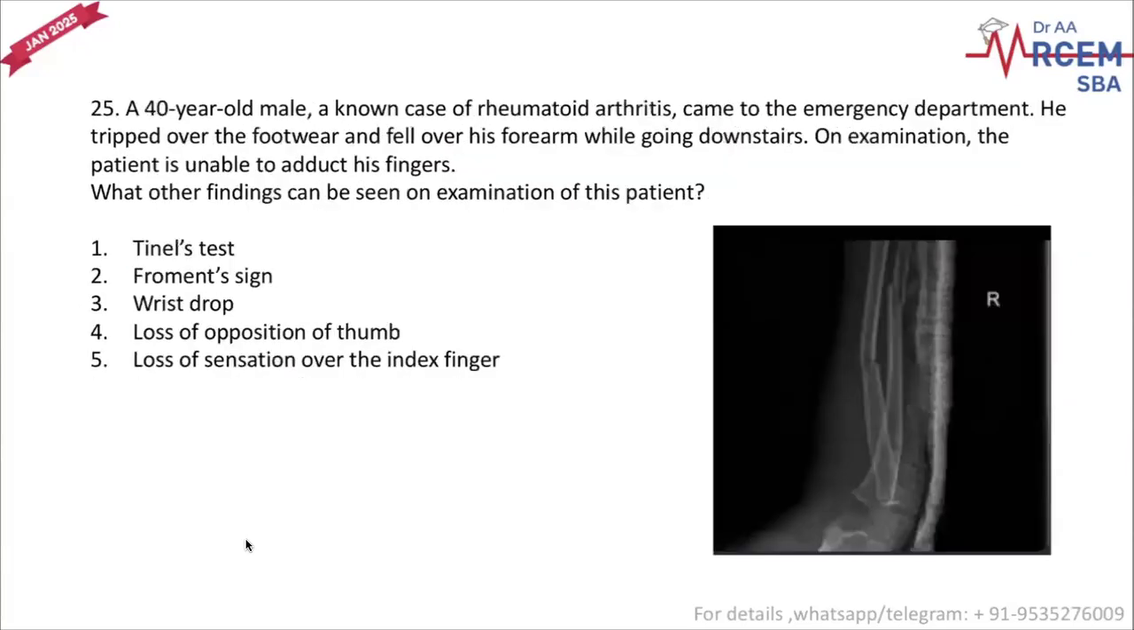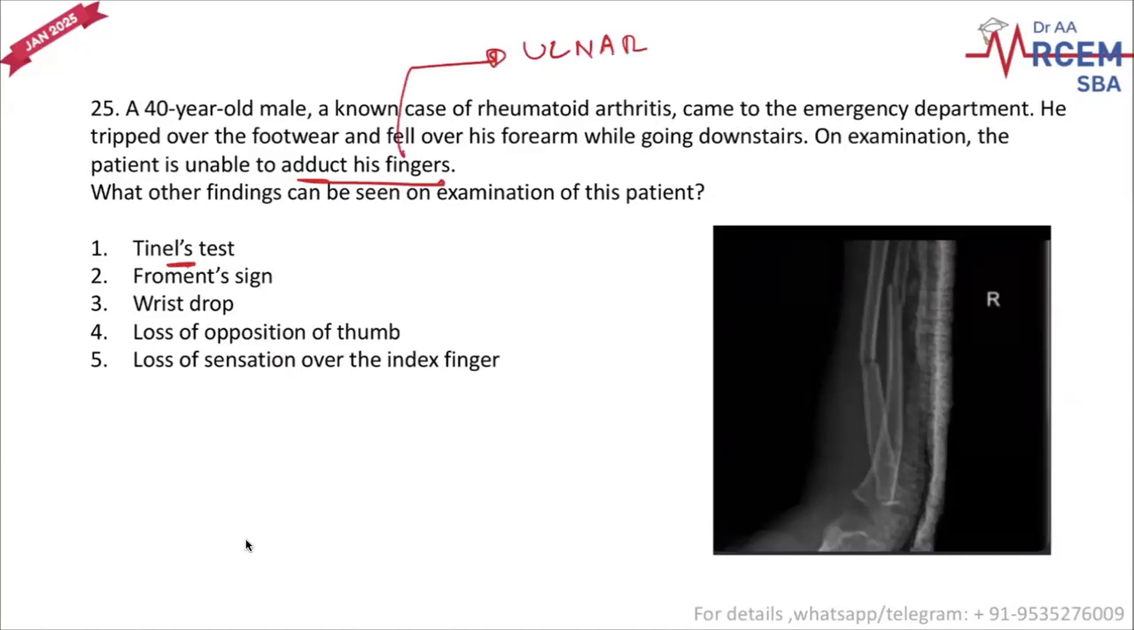A 40 years old known case of rheumatoid arthritis came to the ED, tripped over the footwear and has fallen down. On examination, the patient is unable to adduct his fingers. Adduction or abduction of the fingers is supplied by the ulnar nerve. So you're suspecting an ulnar nerve injury here. What other findings can be seen on the examination? They're asking, what else can you do?